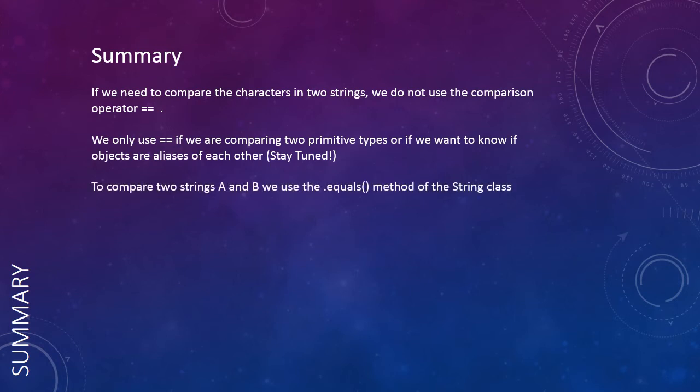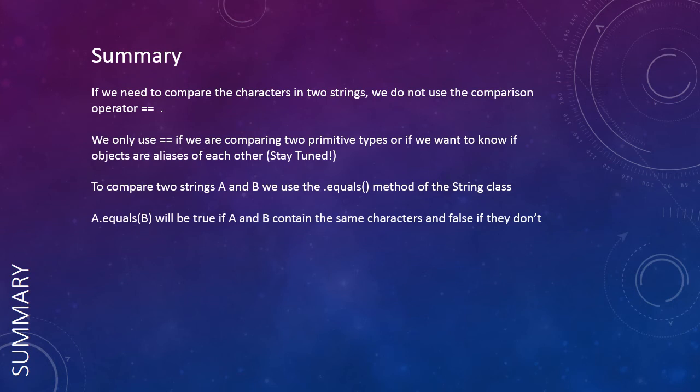If we want to compare two strings, A and B, we use the dot equals method of the string class. And here's how we do that. We basically say A and then dot equals, and then in the argument we pass, we put the other string, right? So A dot equals B. That will be true if A and B contain the same characters in the same order. Otherwise, it'll be false. So basically, A dot equals B becomes a Boolean. It becomes true or false. So we could use that in an if statement where a Boolean is required. And that is the end of the summary for this brief lesson on how we compare strings.